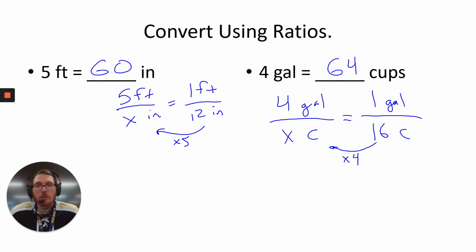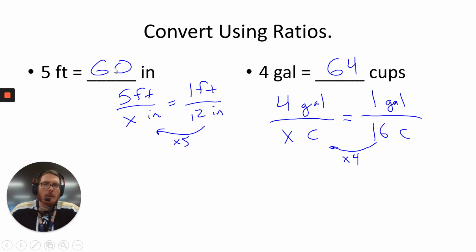Okay, when we convert units, there's lots of ways to do it. We kind of know what's going on. We can use the dimensional analysis or unit analysis idea with the cross canceling. Another option is using some ratios. So for example here, 5 feet compared to inches. So I could say 5 feet over something equals 1 foot over 12 inches. And notice this is just times 5 to get from 1 to 5, so 12 times 5 is 60.